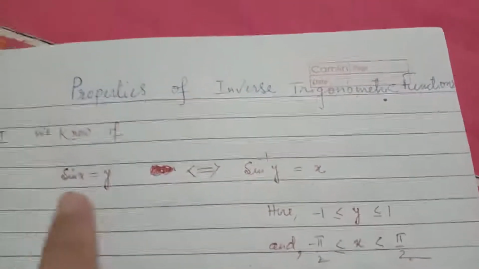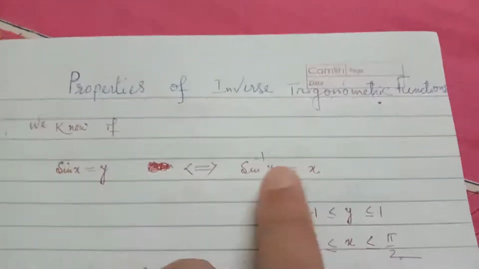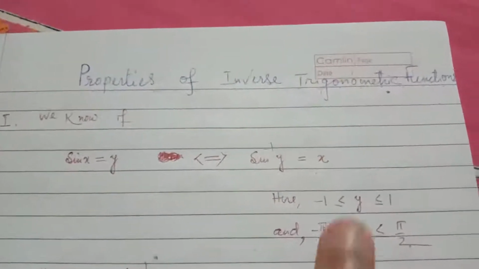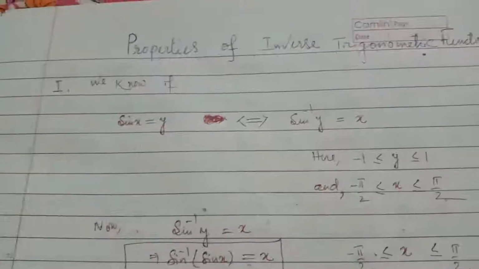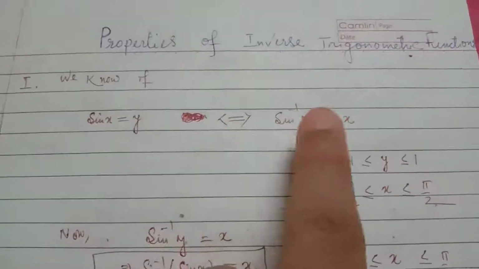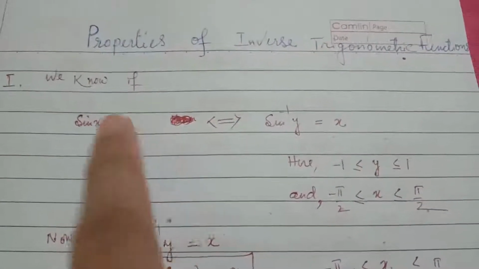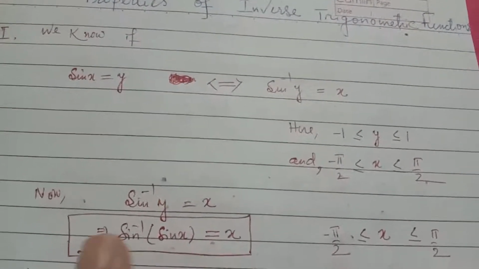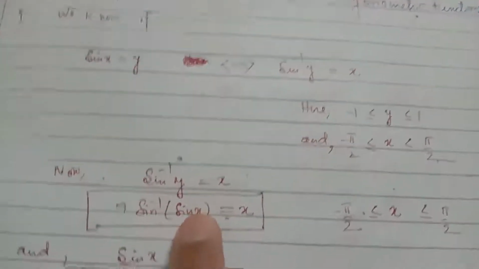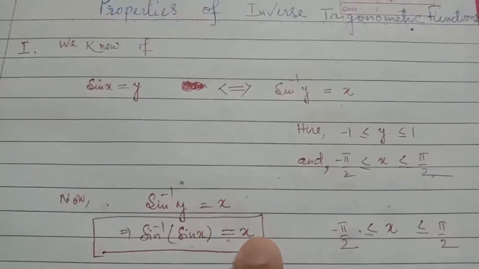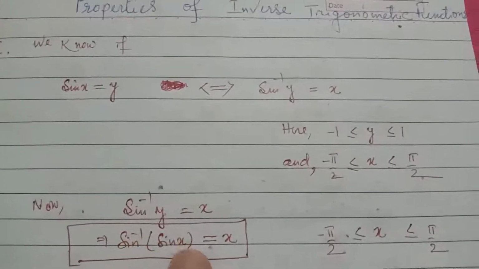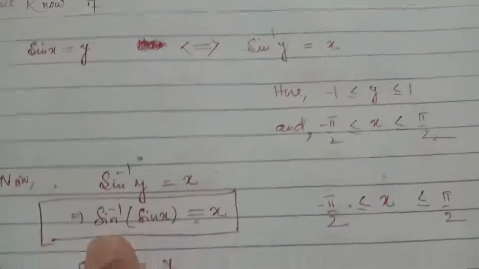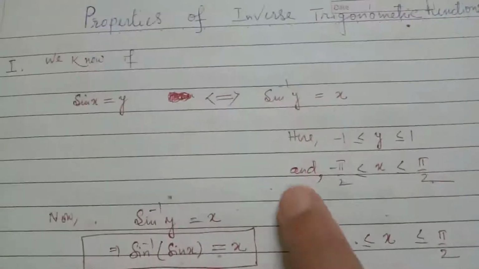Now, combining these two, sin x equal to y implies sin inverse of y equal to x, and sin inverse of y equal to x gives sin x equal to y. Sin inverse of y equal to x, y equal to sin x. So putting y equal to sin x, we get sin inverse of sin x is equal to x. This is the property number 1.